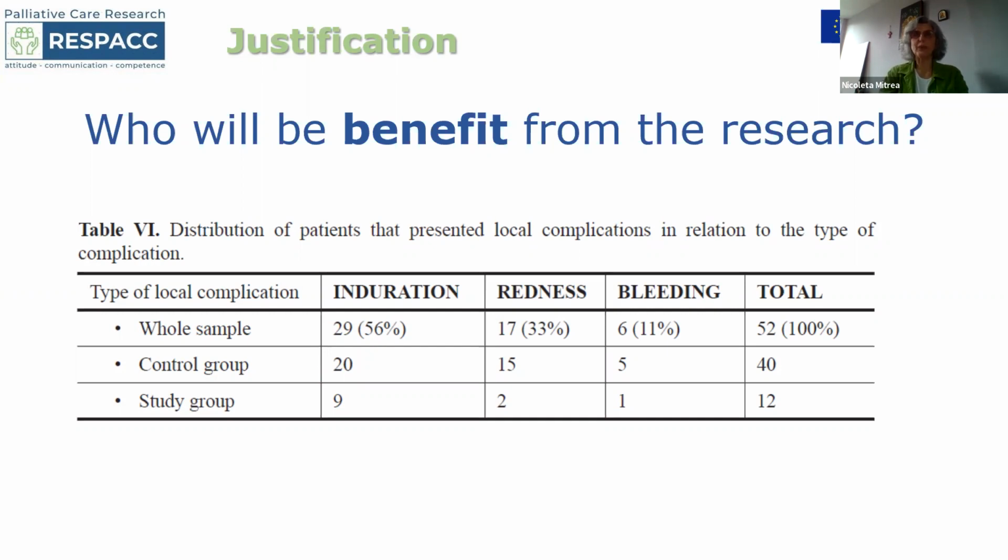are avoided, so that they can have peace of mind in regard to this butterfly that was stuck to their skin, and the anxiety level which appeared together with the local complications. We realized that when facing the muscle, complications like induration, redness, and bleeding appeared in the study group in very few cases compared to the control group. So we proved that this is a huge benefit for the patients, by doing it in this advisable way.